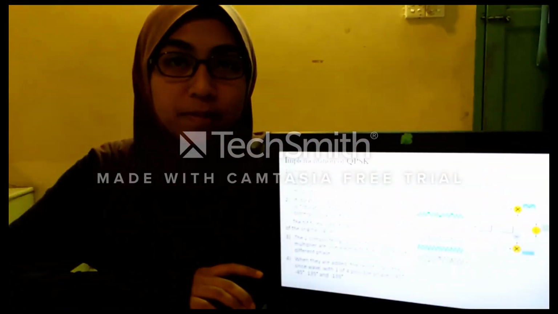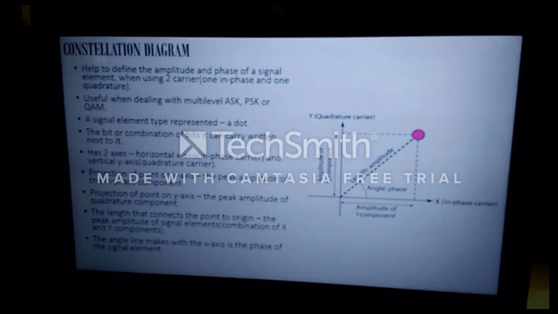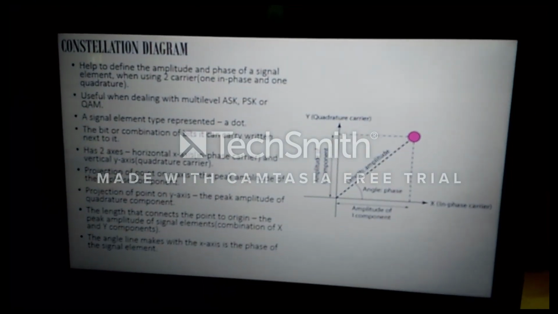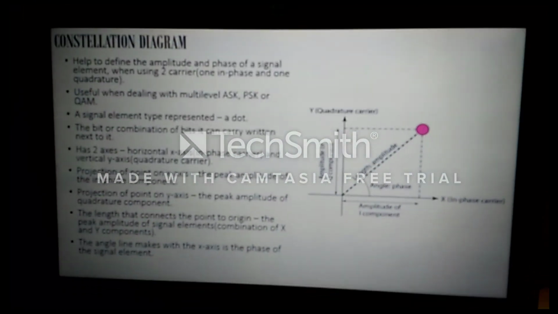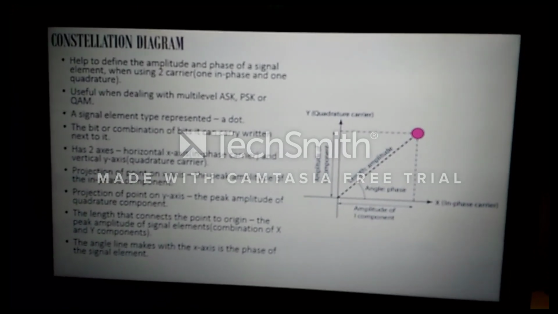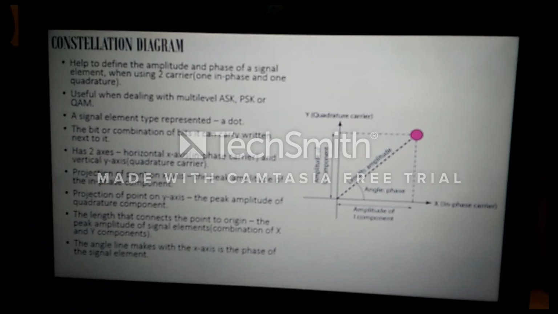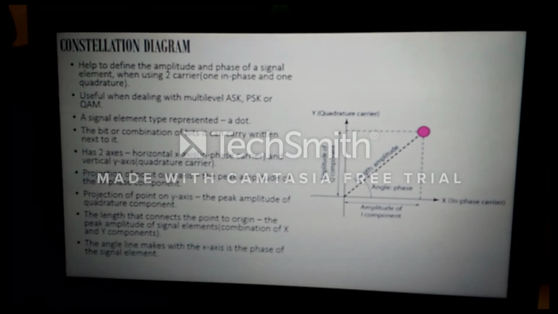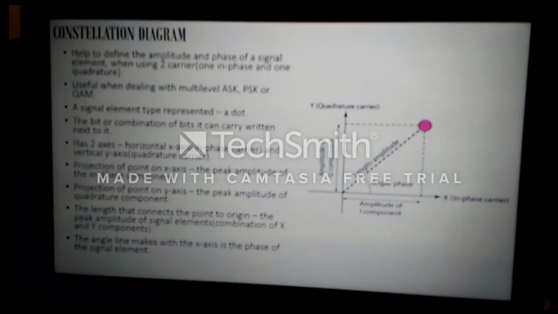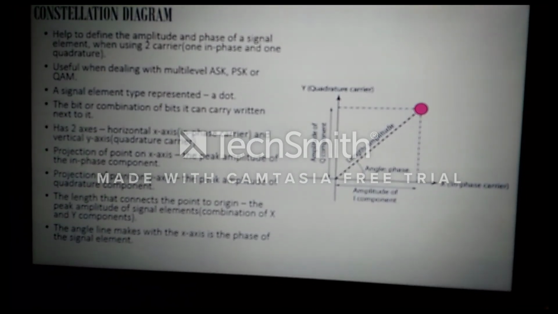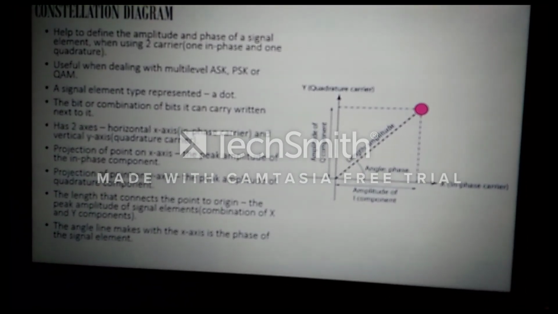The next topic will be the constellation diagram. A constellation diagram helps to define the amplitude and phase of a signal element when using two carriers, one in phase and one quadrature. It is useful when dealing with multi-level ASK, PSK, or QAM. A signal element type is represented by a dot. The bit or combination of bits it can carry is written next to it.